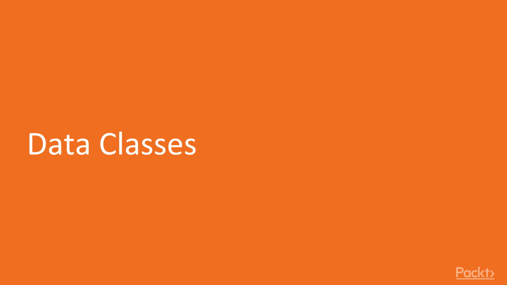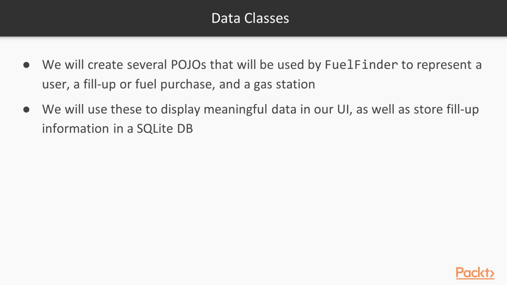This is the first video in this section, and we'll be going over our data classes and actually building them in Java. So our application Fuel Finder actually needs three POJO classes that we'll use for displaying meaningful information in the UI, as well as inserting new data into the application.